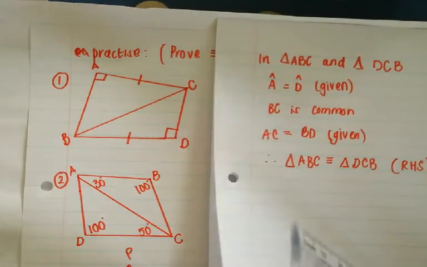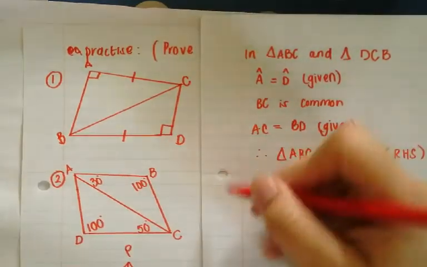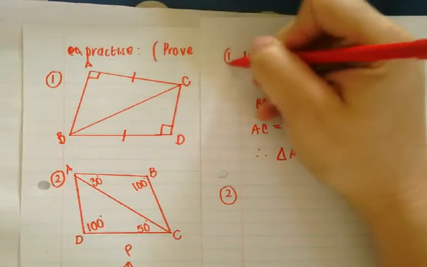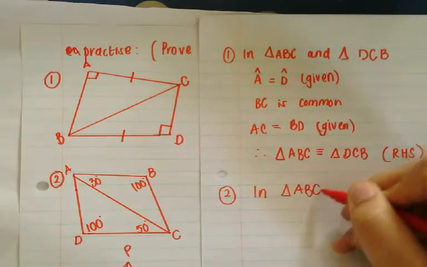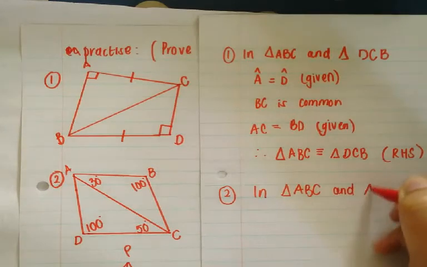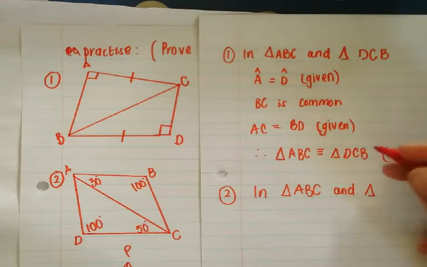Should be finished. Okay, let's look at number 2. So I see 2 triangles: triangle ABC and triangle ADC.